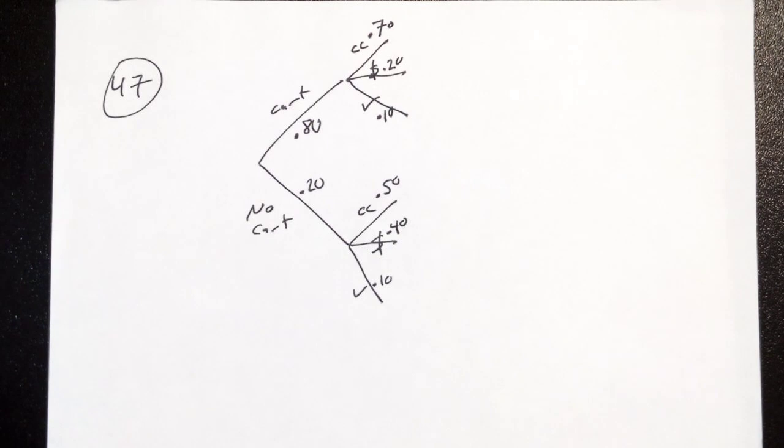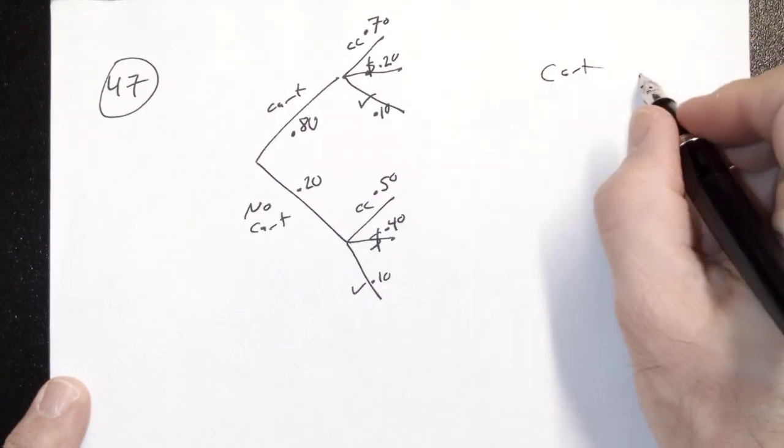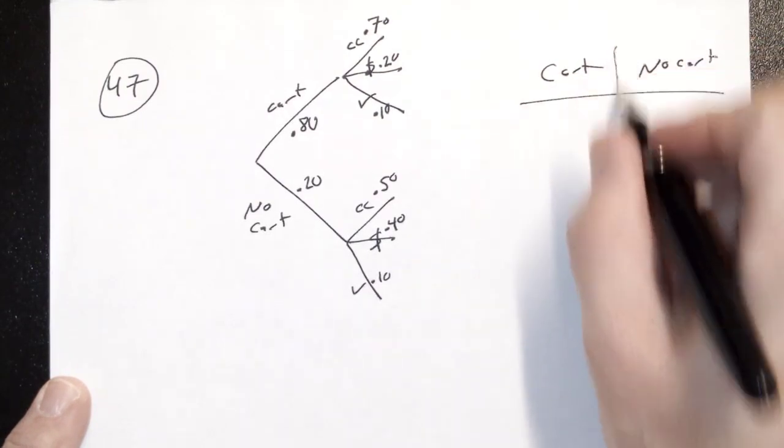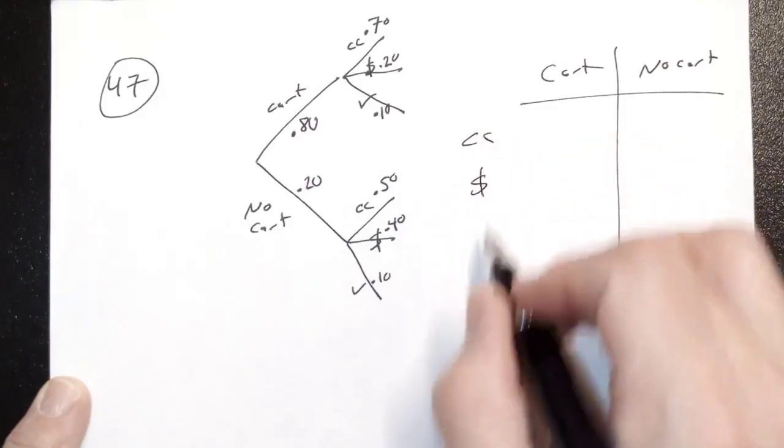What's my table look like on this? Okay, you have to tell me which way you're going to divide stuff up. Is cart versus no cart row or column? It's literally a coin flip. The table is going to look exactly the same either way. We're just going to have it either across or down. Which way do you want to do it? Down. So cart, no cart. And then we have credit card, cash, or check.